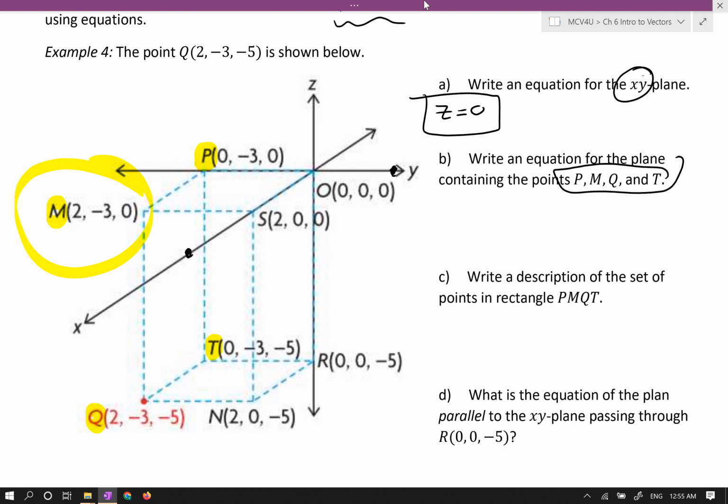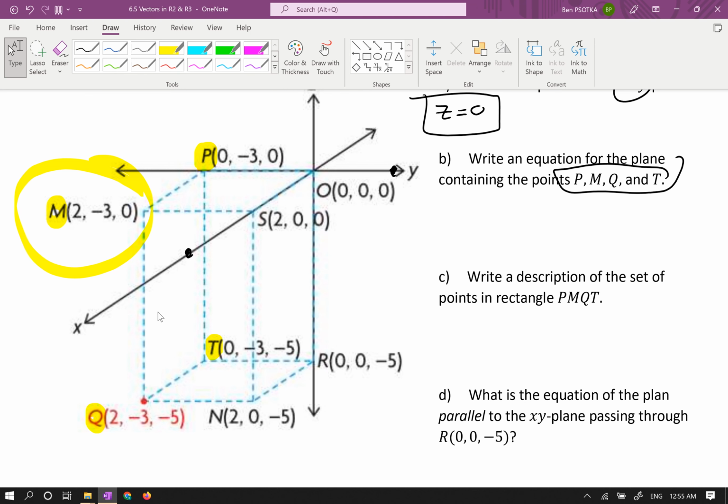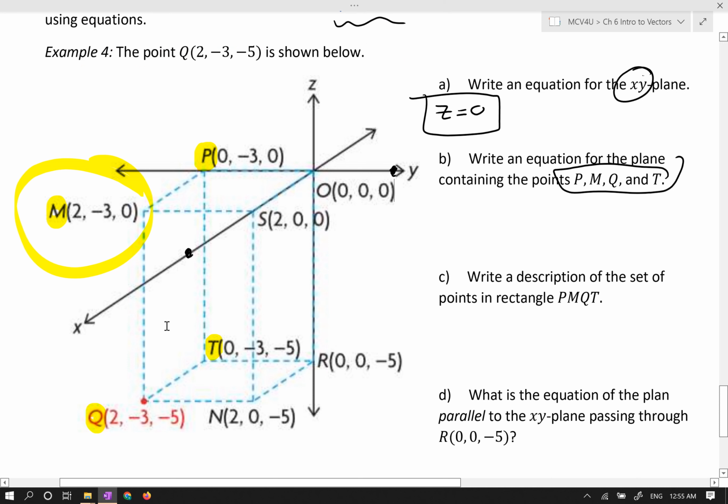Whoops, I have a Q in there as well, shouldn't I? There it is. P, M, Q, and T. If they all fall on the same plane, then they should share one coordinate fully, because that same logic I used up here, all of those points share the coordinate. Which coordinate? Z equals 0.